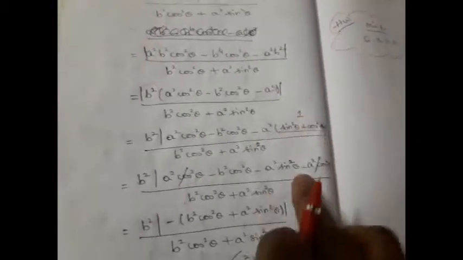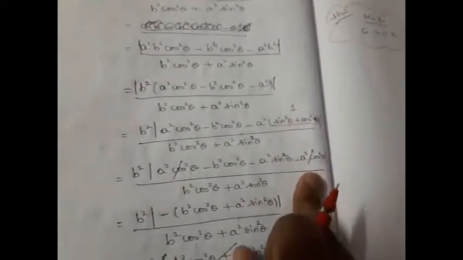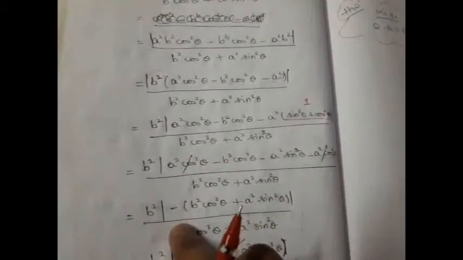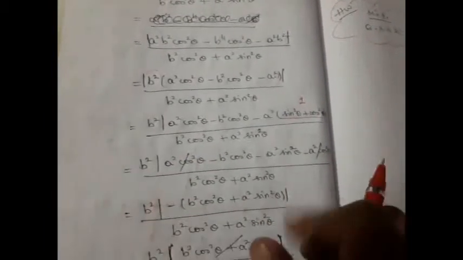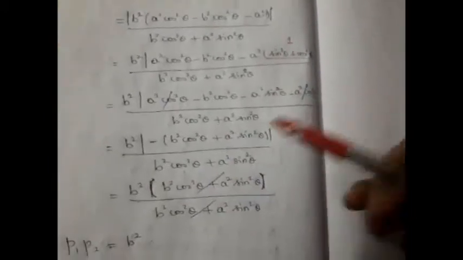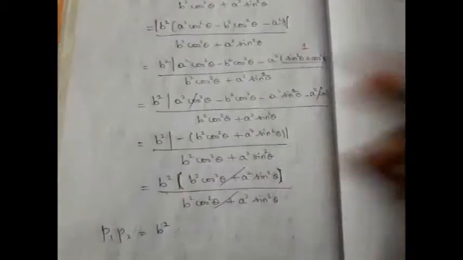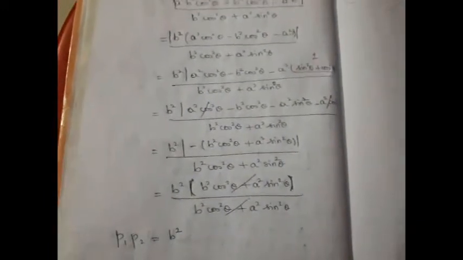If we do this and expand the brackets, these two things will get cancelled. Again, you can take minus as common. Since it is inside modulus, we can omit that minus. So numerator and denominator will get cancelled. So P1 into P2 is equal to b square. Hence we proved. As I told you, the method is easy, but the calculation part you have to do carefully. Hope you got it.